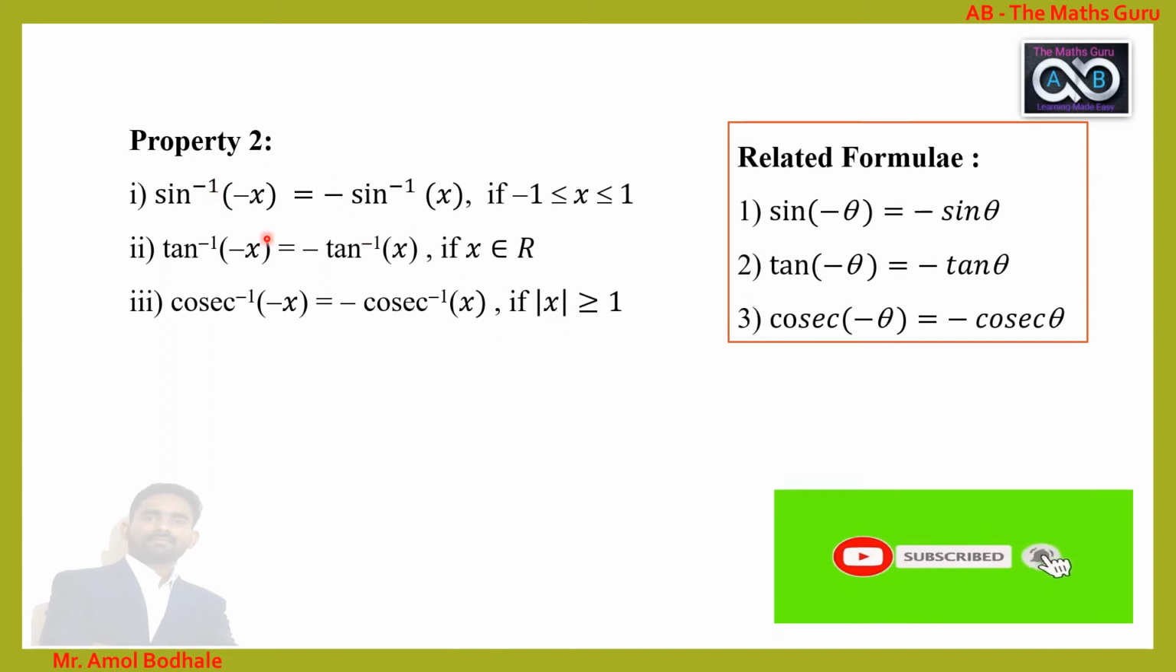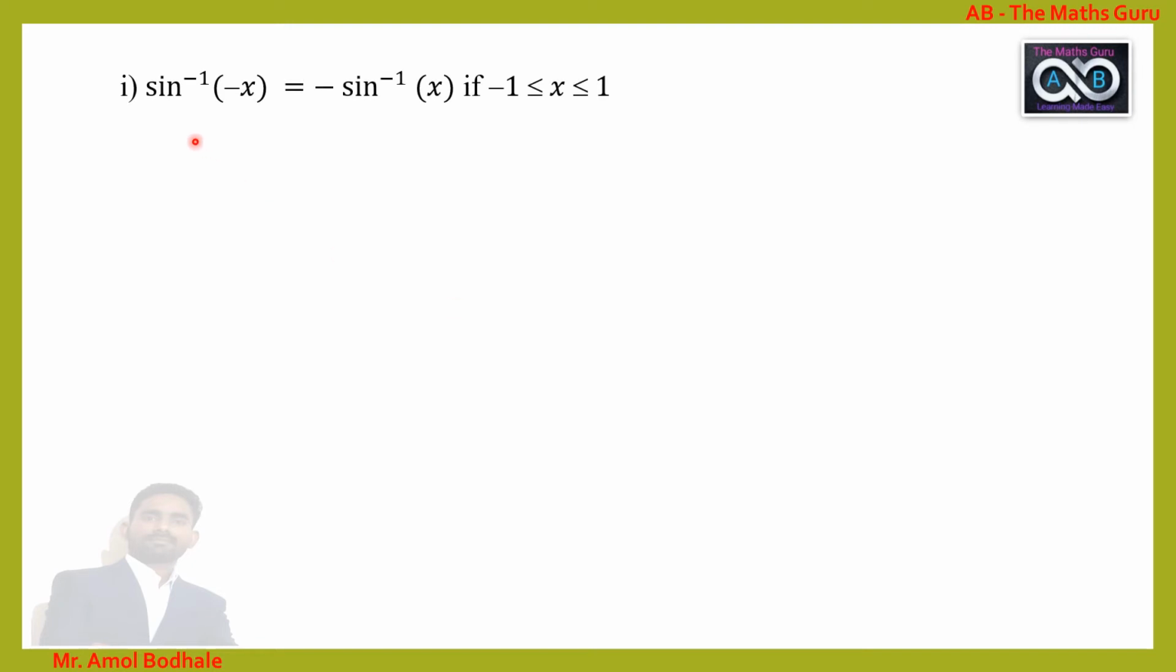So here we can relate these inverse trigonometric function formulas with negative angles, as in class 11 we had learned sine of minus theta is equal to minus sine theta, tan of minus theta is equal to minus tan theta, and cosec of minus theta equal to minus cosec theta. So from these identities we can remember sine inverse of minus x is minus sine inverse of x, tan inverse of minus x is minus tan inverse of x, and cosec inverse of minus x equal to minus cosec inverse of x. Let's see the proof of the first one.